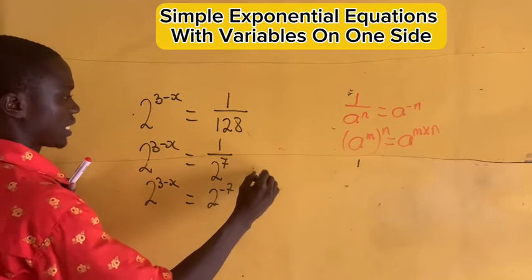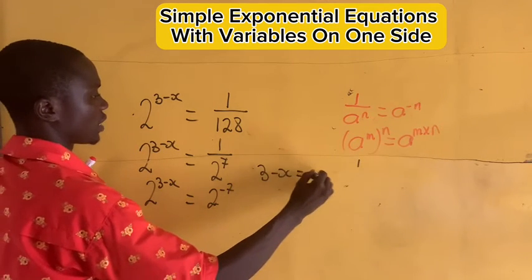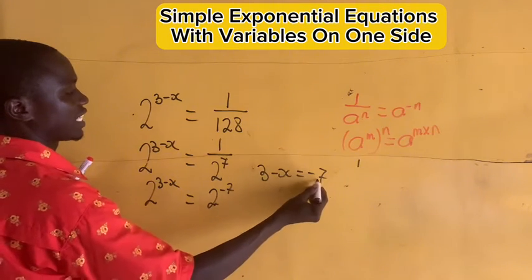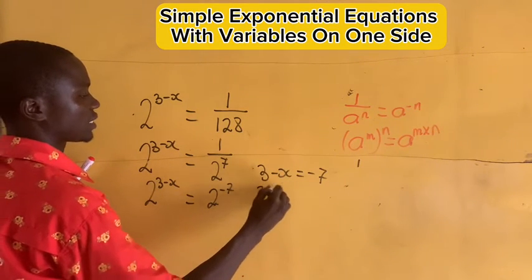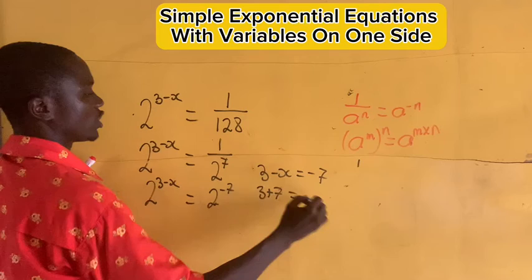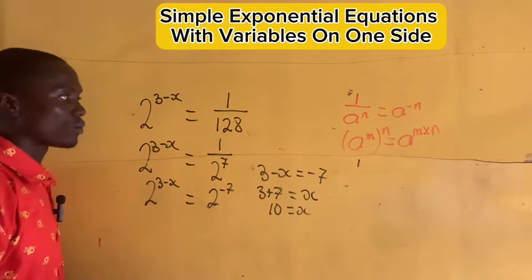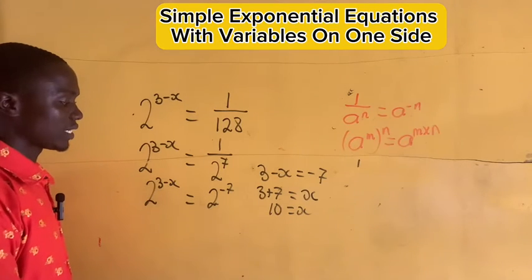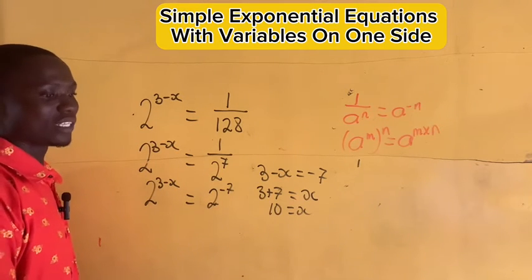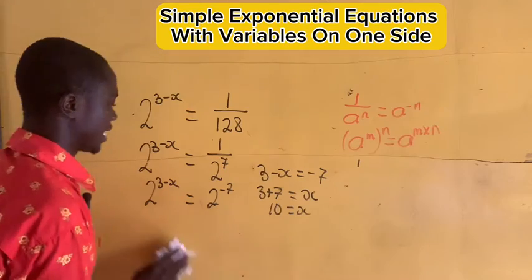Now this one gives us 3 minus x equals minus 7. Negative x comes here to become 3 plus 7. Negative x goes here to become positive x. We have 10 equals x. In a very simple way. Okay, now let us explore more.